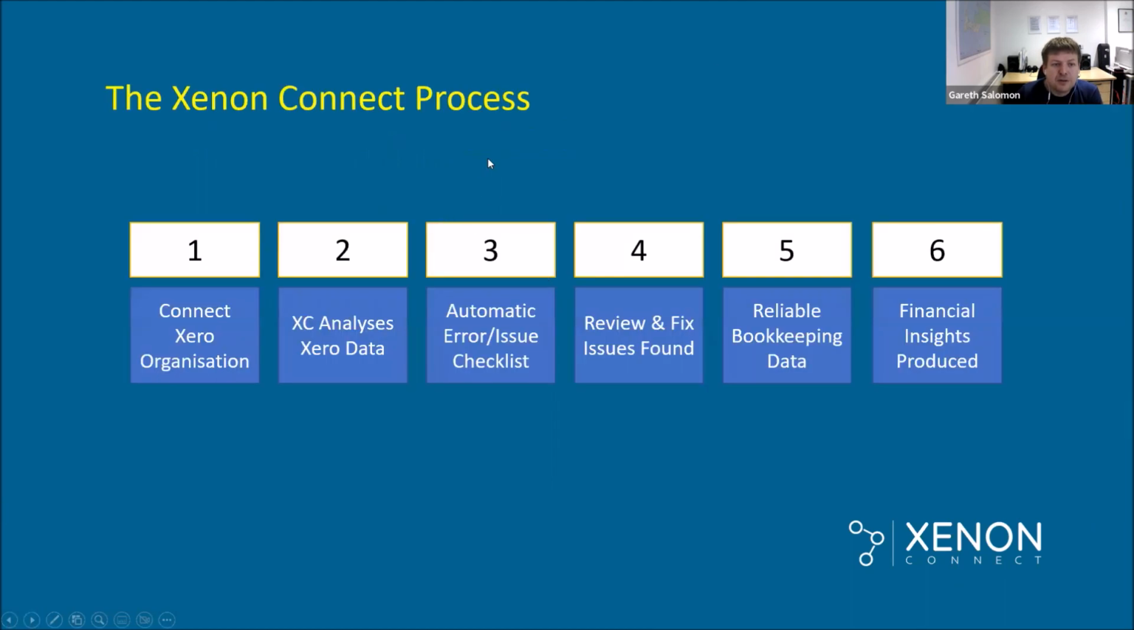So the Xenon Connect process, essentially, is broken down into 6 steps. First of all, you would connect your Xero organization or multiple organizations. Xenon Connect then would pull in all the Xero data, all the bookkeeping data, and it would analyze it. It would then automatically produce an error or issue checklist, which we'll look at shortly. It will allow you to then review and fix those issues found and push the changes back into Xero directly from Xenon Connect, which will hopefully result in more reliable bookkeeping data. And we will then provide you with financial insights on the actual organization itself once that data has been cleansed.